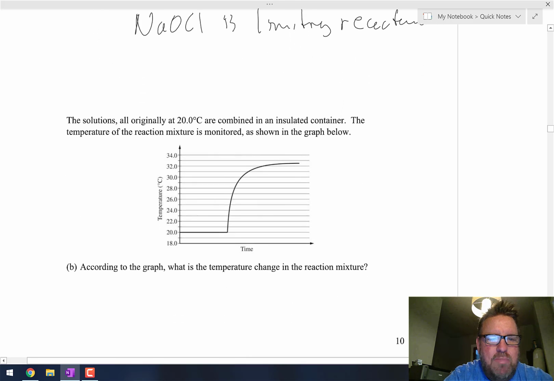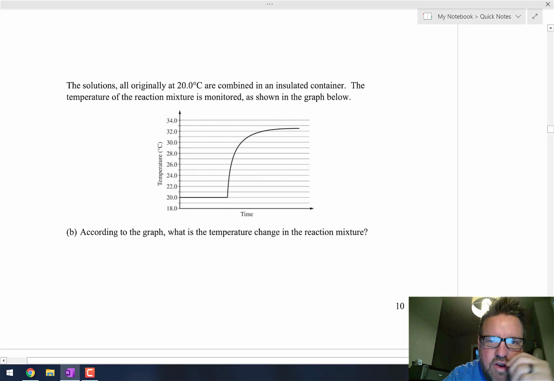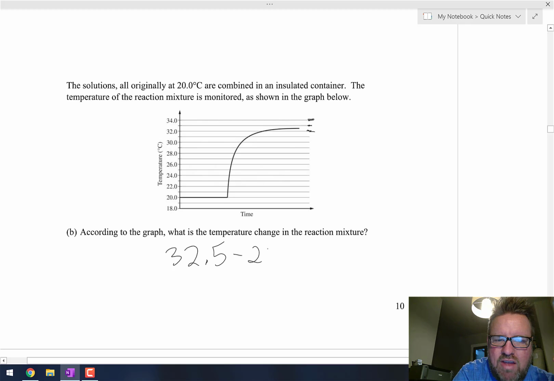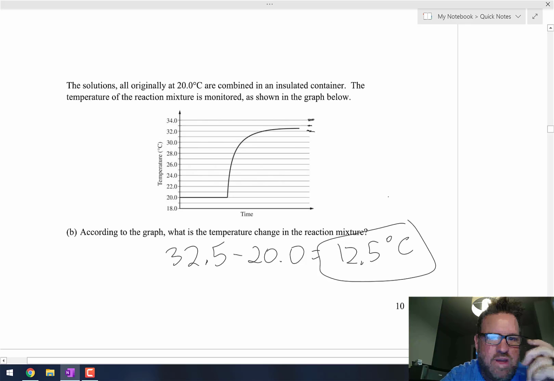Okay, and then part B: the solutions, all originally at 20 degrees Celsius, are combined in an insulated container. The temperature is monitored, as shown in the graph below. According to the graph, what is the temperature change in the reaction? First of all, it starts at 20, and then where does it end? Here's 32, here's 34, so that means that's 33. Remember, always go 1 digit beyond what you know. So I would say roughly that's probably 32.5 minus 20 equals 12.5 degrees Celsius. Yep, it's that easy sometimes.